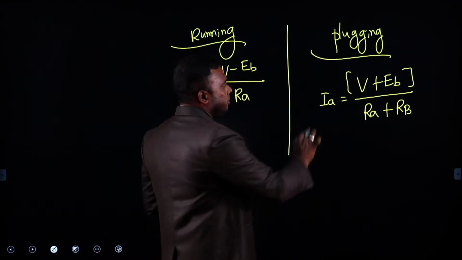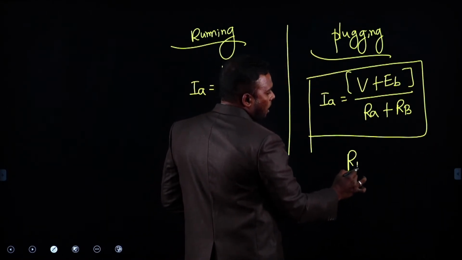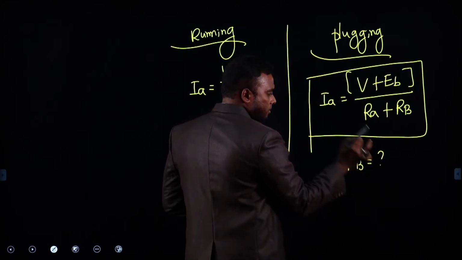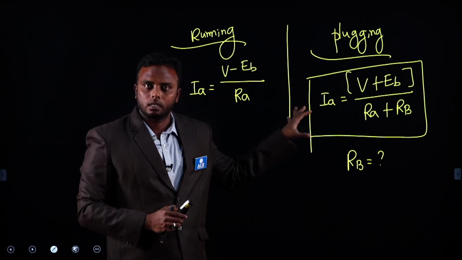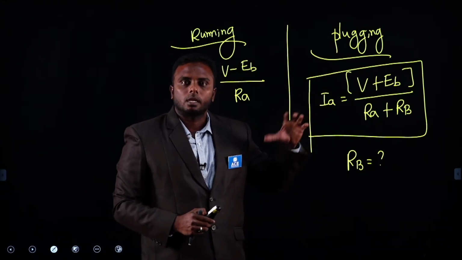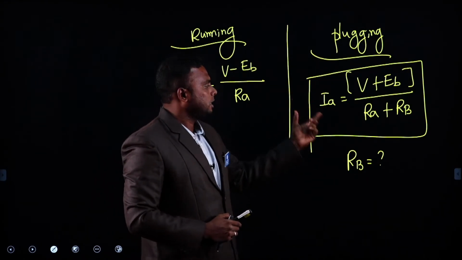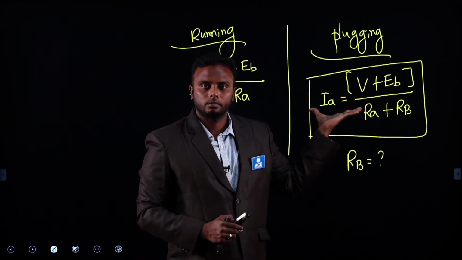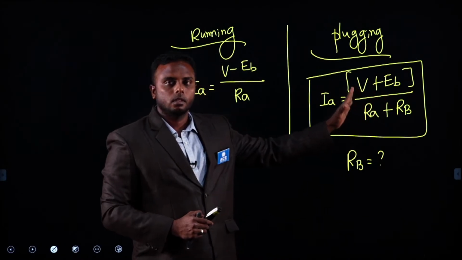So a question we regularly get is the calculation of RB. How much resistance is to be added in series with the armature in order to limit the armature current to some value? Sometimes they give the rated current, sometimes 120% or 150% of rated current. Whatever they give, we have to use this equation. The calculation of RB is important.